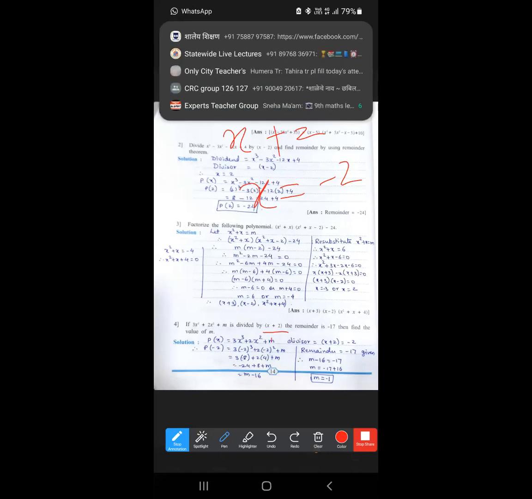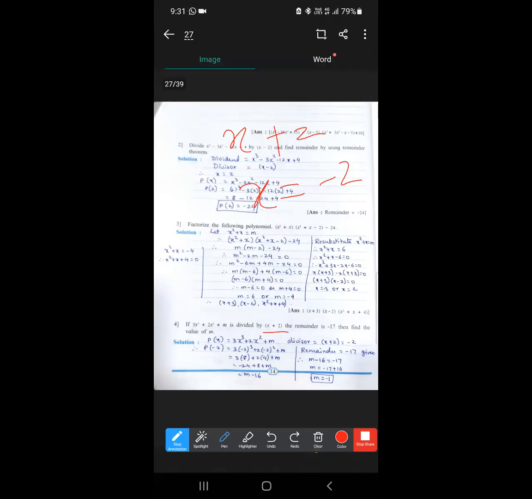After substituting you will get, at last, m minus 16. This we cannot simplify further. So what we will do, this m minus 16 we will keep as it is, and the condition which is given, that is the remainder equals to minus 17, we will apply this condition.